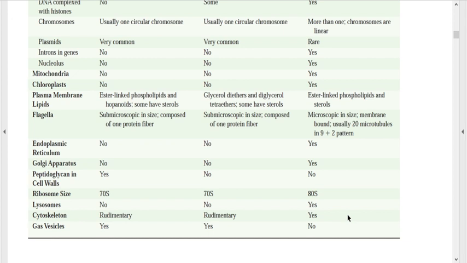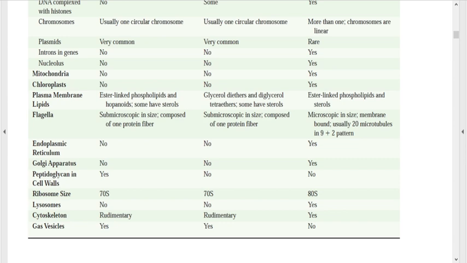Regarding gas vesicles, which provide buoyancy to the cell by decreasing the overall cell density, they are present only in bacteria and archaea, but in eukaryotes there are no gas vesicles present.